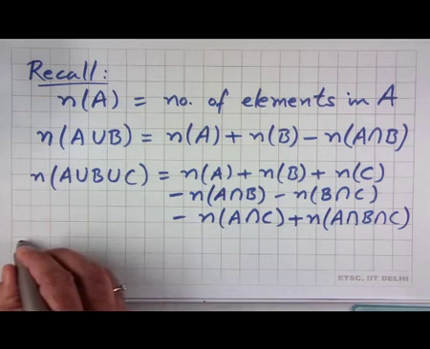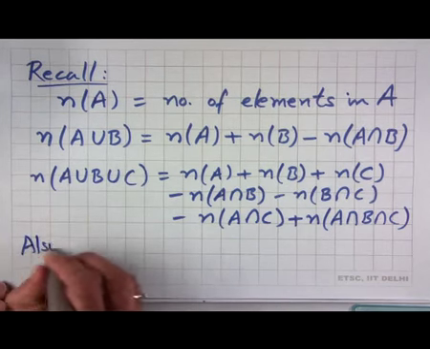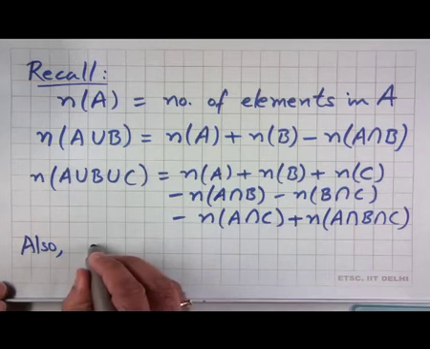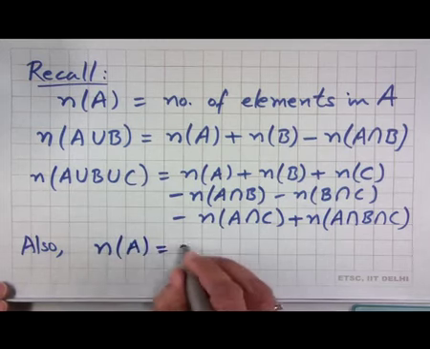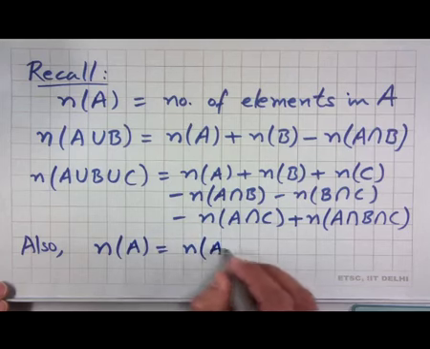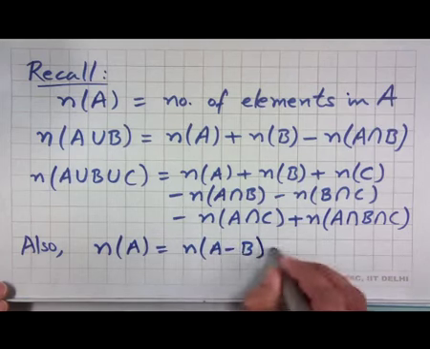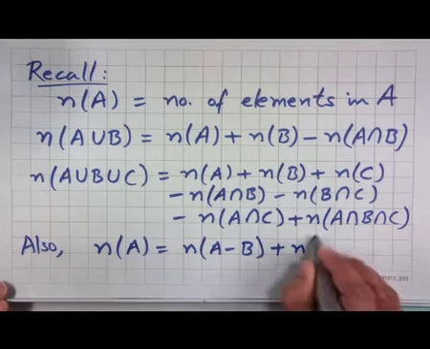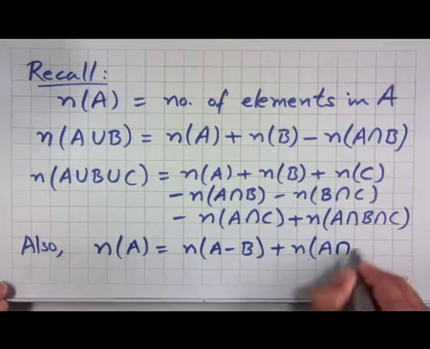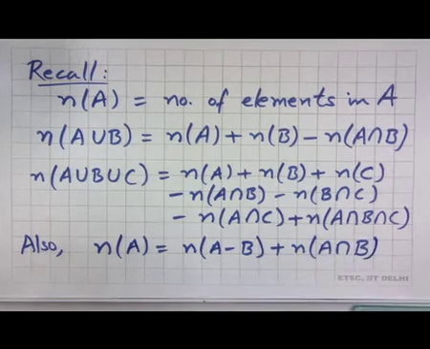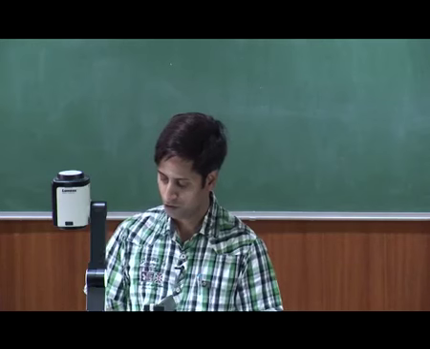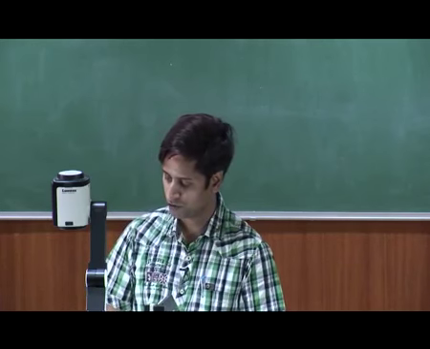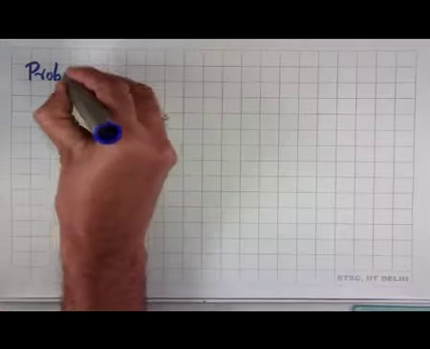Also, let me write, for any sets A, n of A is n of A minus B plus n of A intersection B. This is because A is the disjoint union of A minus B and A intersection B. So, let us do some problems based on this formula.